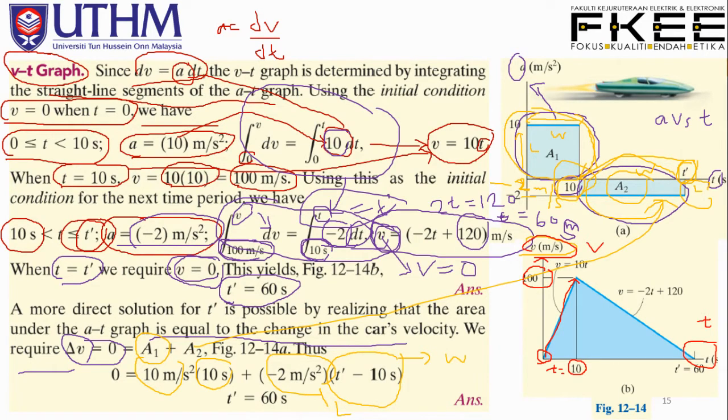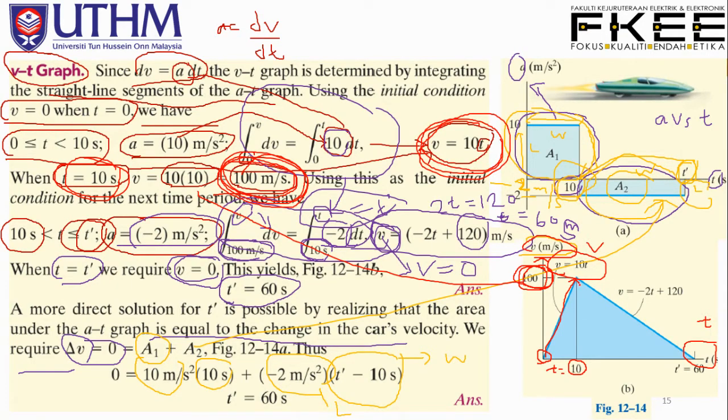How we calculate this is actually from here. At t equal to 10 seconds, the value of v is 100 meters per second. So at t equal to 10 seconds, it spikes up to 100 meters per second. And this is actually the equation: v equal to 10t.